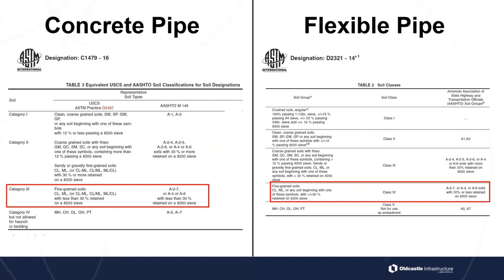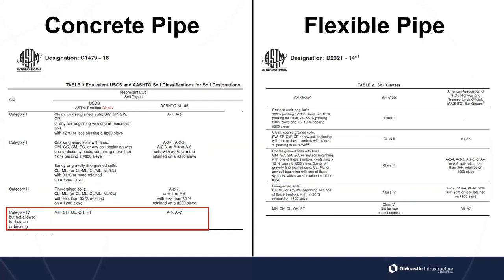And then if you get down to a category 4, this is not recommended and not allowed for haunch or bedding. It's not structural. It's a really bad material, expansive, collapsible soil. So you really don't want to use these types of soil for your installation. And that's similar for the class 5. It's kind of the same classification of your A5 or your A7 soils. So these are ones you want to stay away from when we're talking about installation and backfill material.